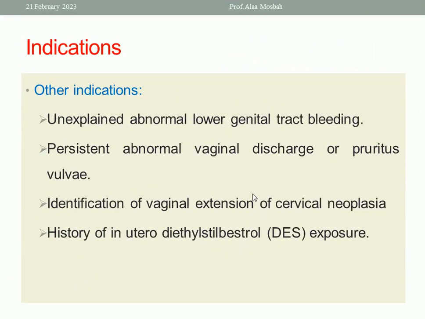What are the other indications? If a woman has unexplained abnormal lower genital tract bleeding, persistent abnormal vaginal discharge, or pruritus vulvae, or identification of vaginal extension of cervical neoplasia, or if there is a history of in utero diethylstilbestrol exposure. All of us know that DES exposure, diethylstilbestrol, was used many decades in the past, and causes problems in the fetus, who may develop vaginal adenosis, carcinoma, lower genital tract malignancy, and so on. So, if there is a history of in utero diethylstilbestrol exposure, please do colposcopy.